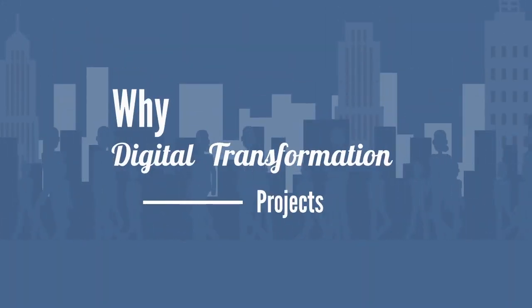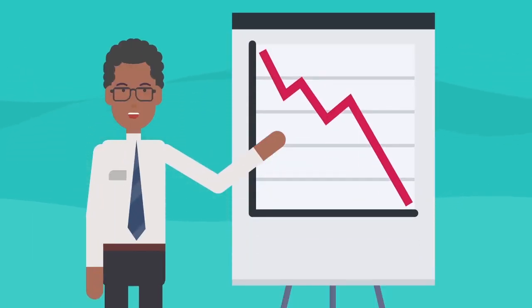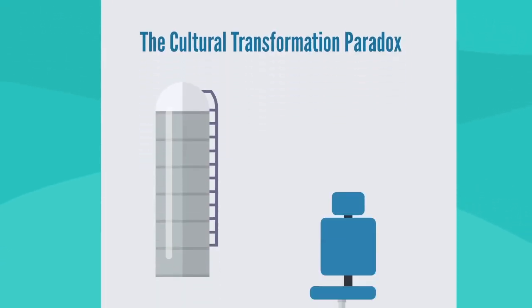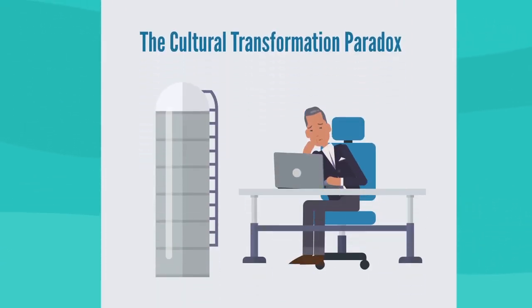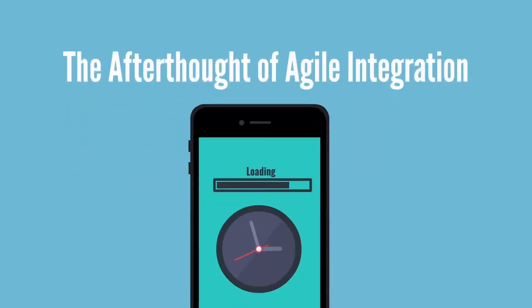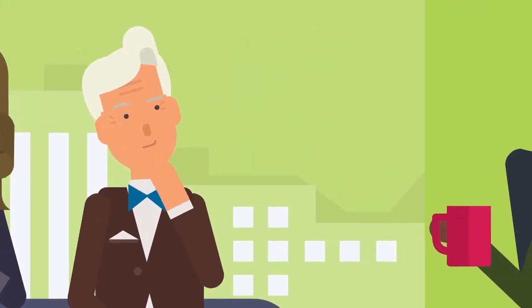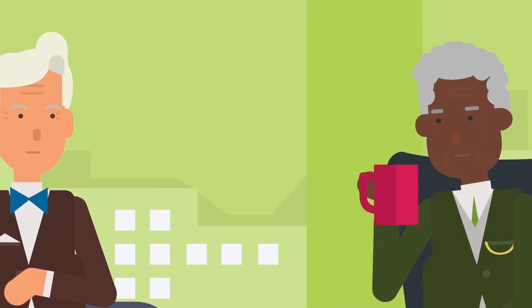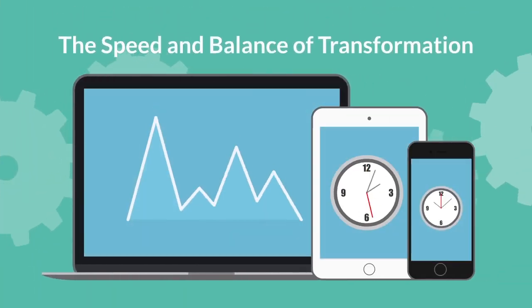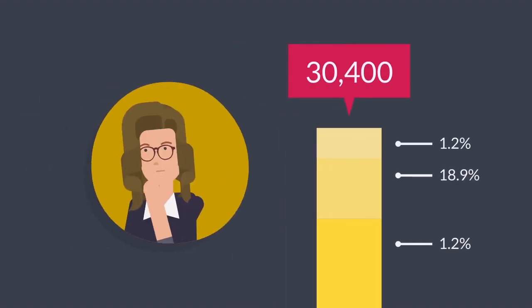Why digital transformation projects fail. There are 3 main reasons digital transformation projects fail. 1. The cultural transformation paradox. Business silos and a lack of collaboration are the primary barriers to business agility. 2. The afterthought of agile integration. Your digital leaders must find solutions that can overcome inherent cultural barriers if they want to integrate applications effectively. 3. The speed and balance of transformation. It's essential to find the right balance of how much to transform and how soon to do so.